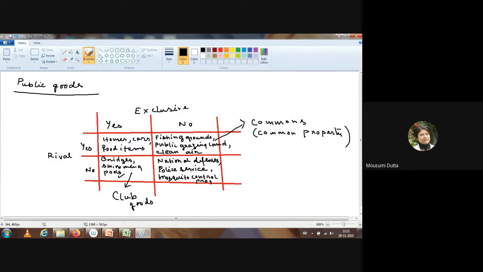Okay, excuse me, somebody had some question. Yes, ma'am, private townships like Tata has townships in different cities. In that, which category will it be? That is totally exclusive and rival. So this is a marketable commodity.